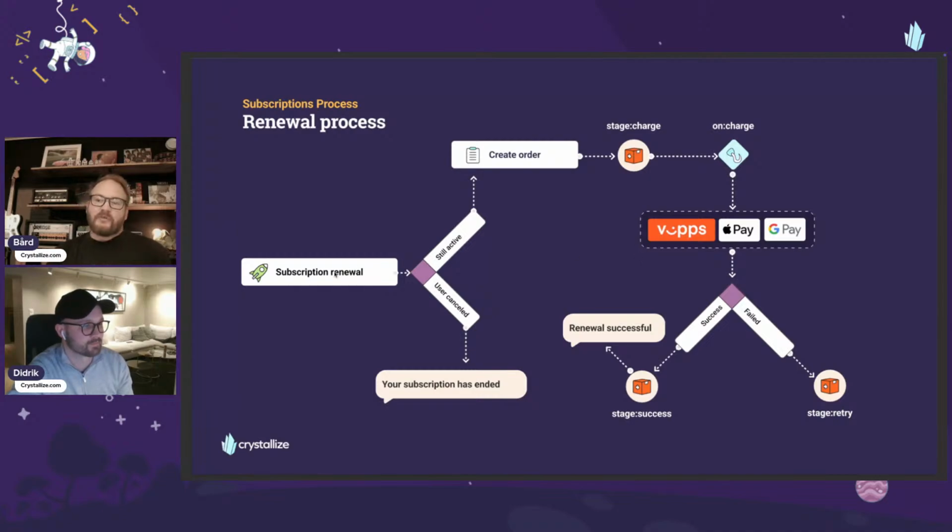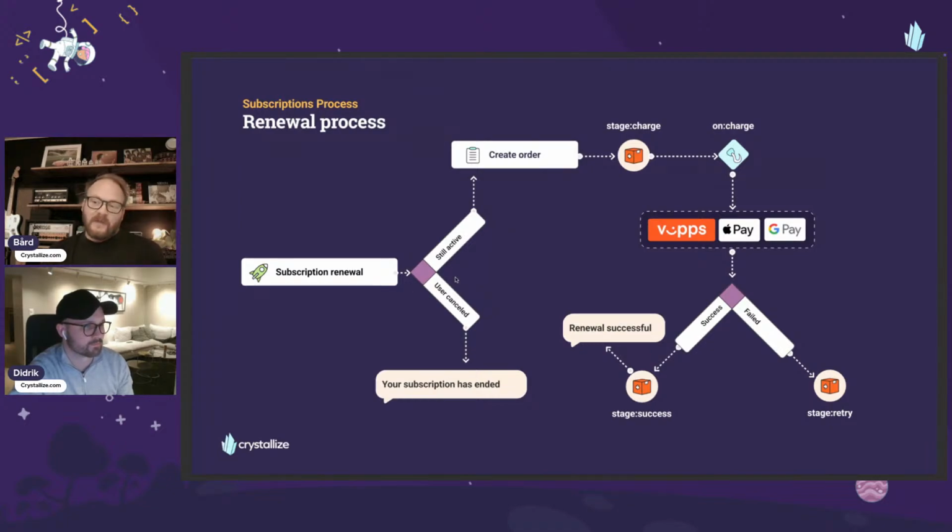But basically on renewal, this is another webhook that you would listen to in Crystallize. Whenever there's a renewal, you can listen to a webhook. So we fire off a signal that goes to your middleware, what we call the service API, where you have your lambdas managing subscriptions.